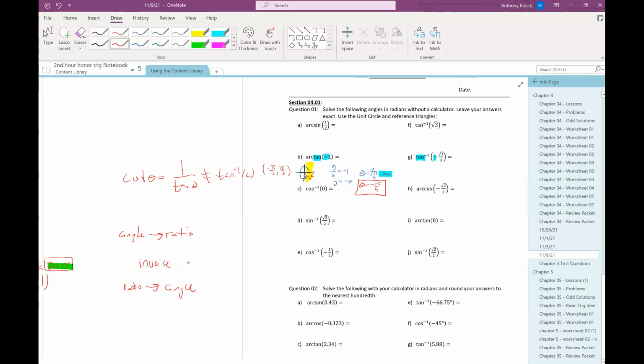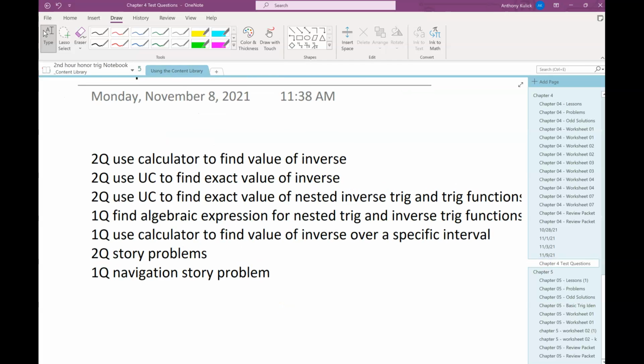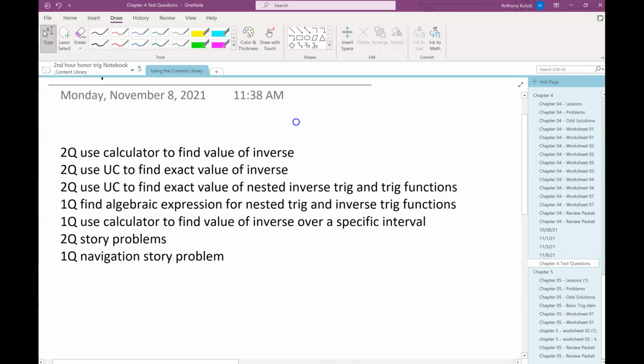Great. What else do you guys want to talk about? Should we do the test format? Okay. So in the content library, I made a tab here that just has test questions for chapter 4. So this is the normal test format that I would give you guys.